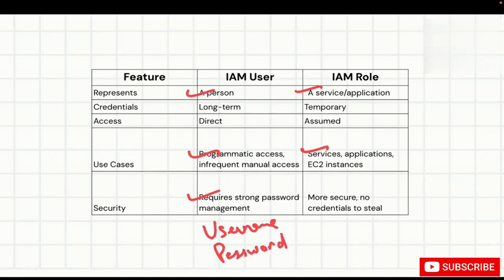Whereas the IAM role is more secure, with no credentials to steal. It is for a particular period of time, so it does not require any credentials for the use case.